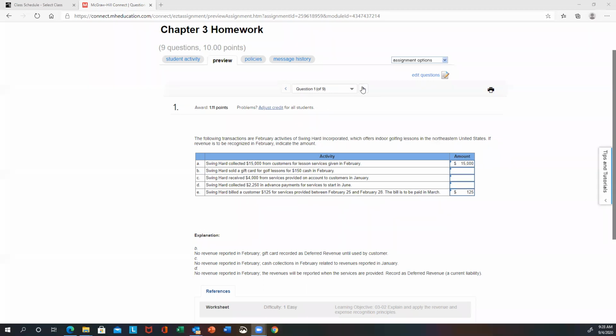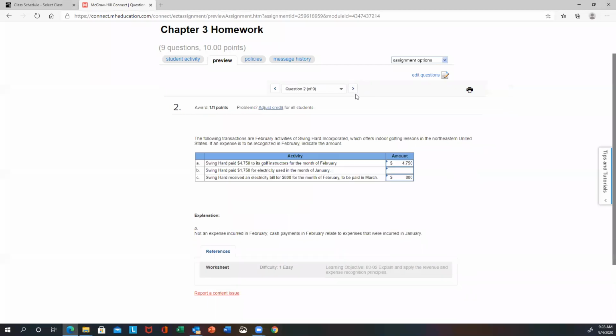All right, that's number 1. Let's check out number 2. And in this one, we're looking at when expenses should be recognized. Again, it looks like this one is Swing Hard, same thing, the indoor golf. So it looks like they paid $47.50 to its golf instructors for the month of February. Of course, that's just going to be your monthly expense. That's a salary. That's going to be all recognized as expense. You've incurred that. That should be matched in February with February's revenue.